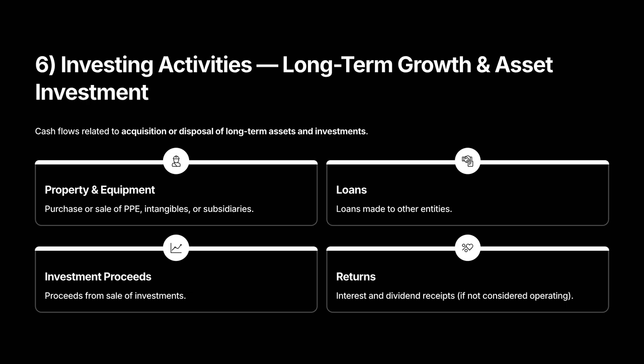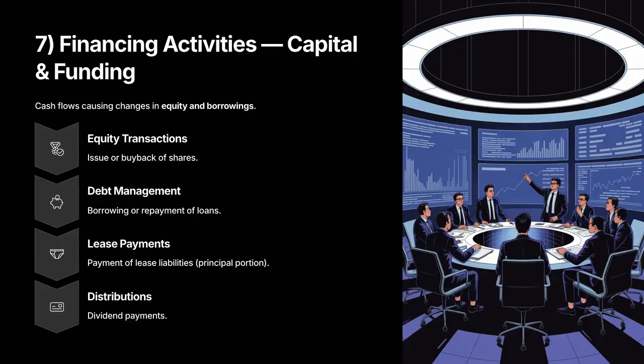Investing activities: long-term growth and asset investment. Investing activities involve long-term assets and investments. Examples: purchase or sale of property, plant and equipment, PPE, acquisition or disposal of subsidiaries, loans made to others, proceeds from sale of investments. Interest and dividends received can be investing or operating, depending on your policy. Choose consistently.